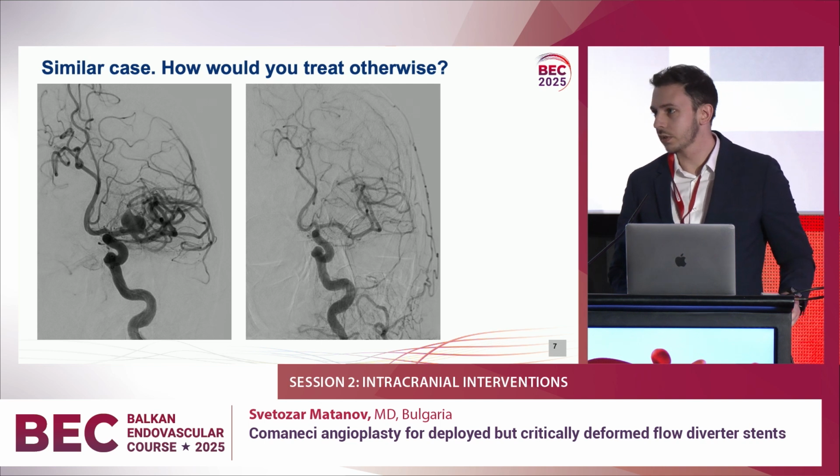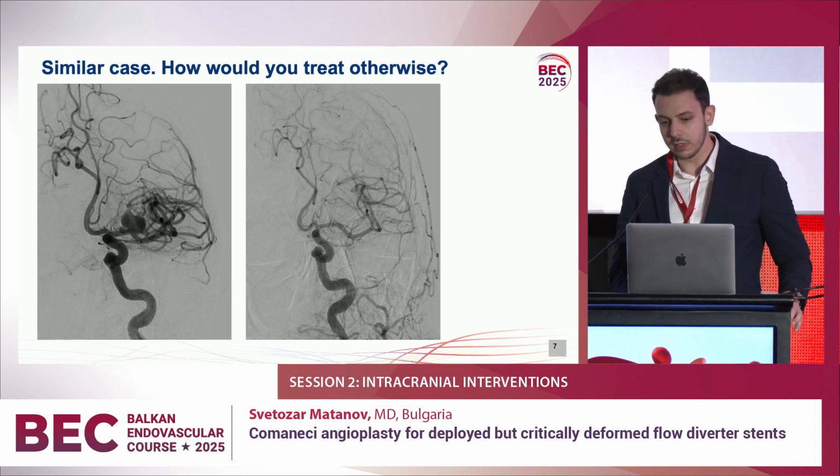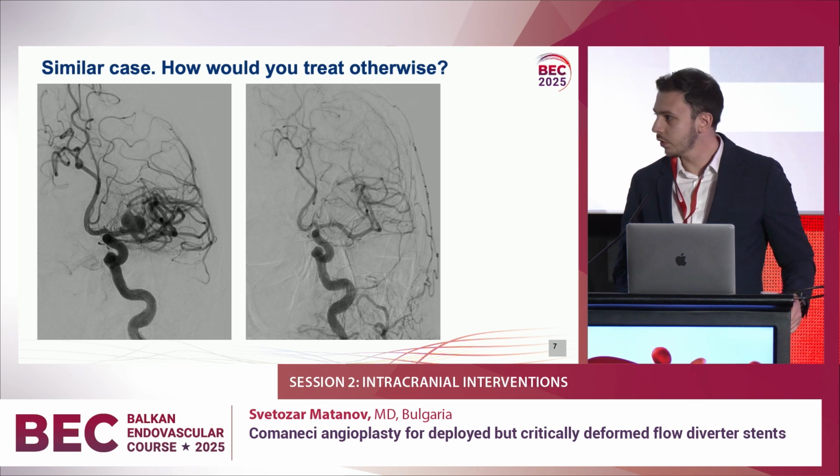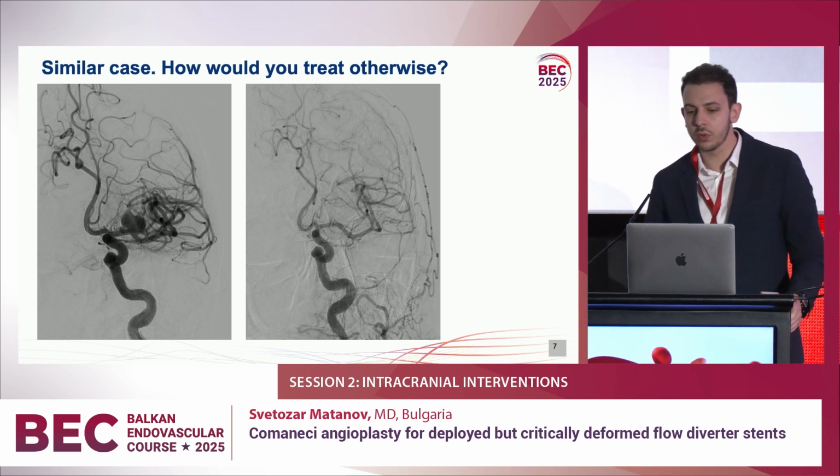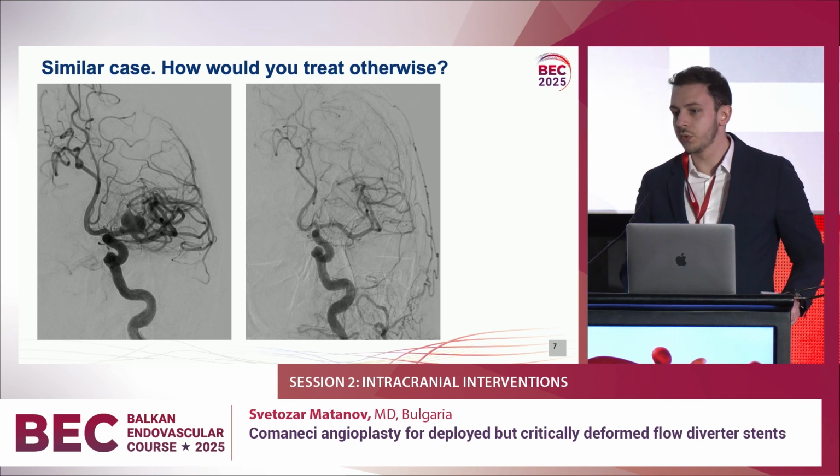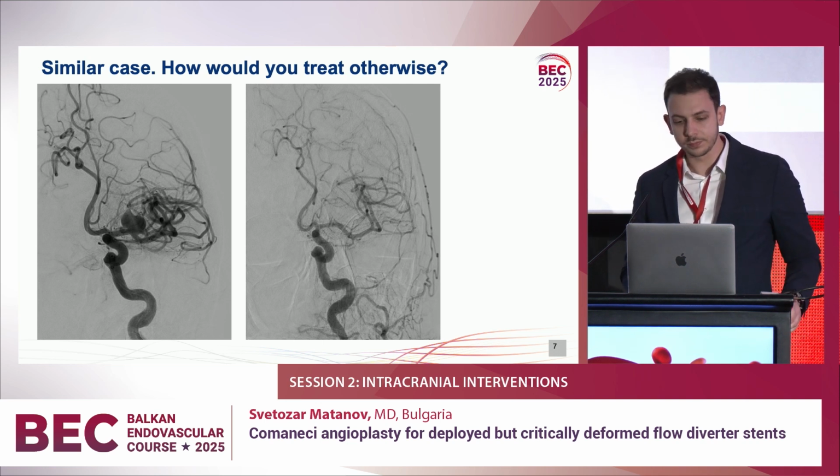I think that there are no other options, or maybe an experienced neurosurgeon can share their expertise, but with a single flow diverter, with a procedure under 30 minutes, you can place a flow diverter in the lower M2 branch, and the aneurysm is gone at 6 months.